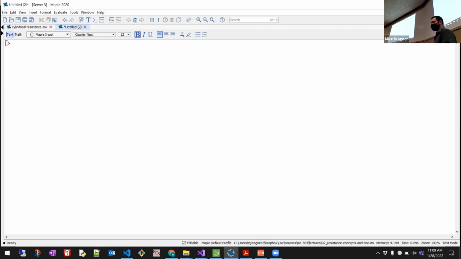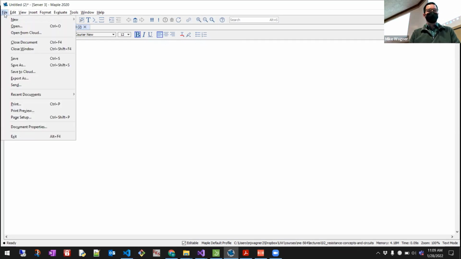Okay, so you get Maple either through XenApp or install it on your computer. You launch it, it looks something like this. Okay, there's different ways of starting this program. So you can do a new document.